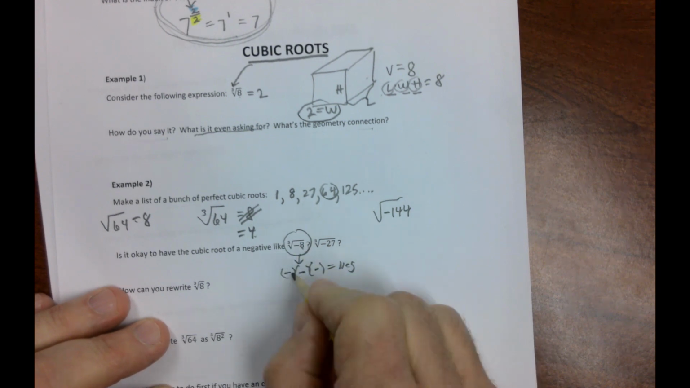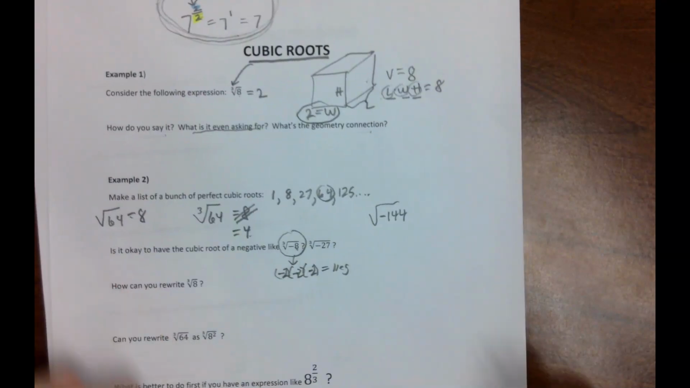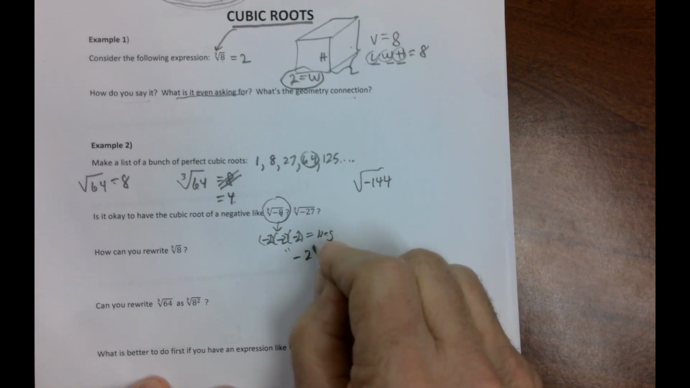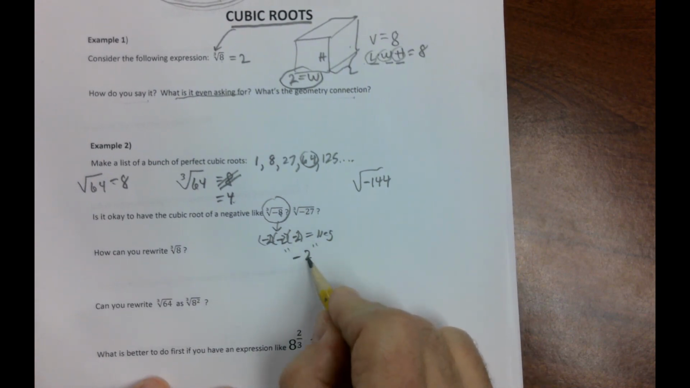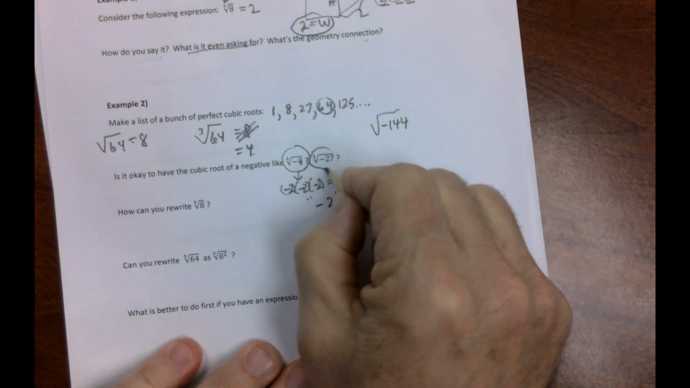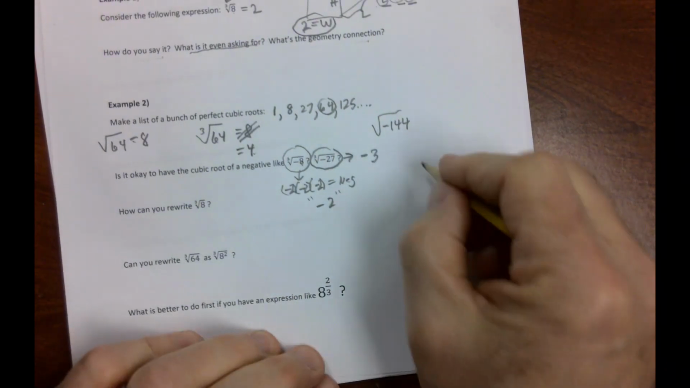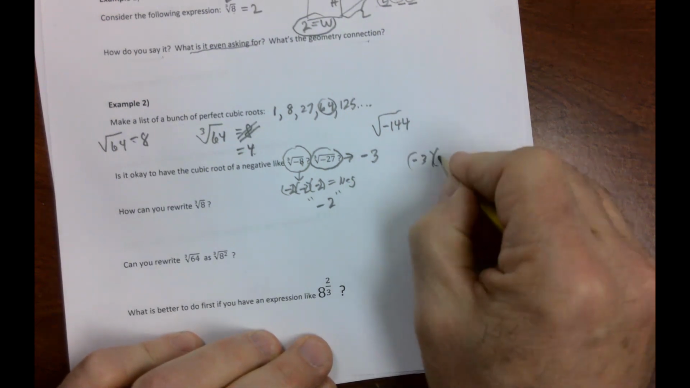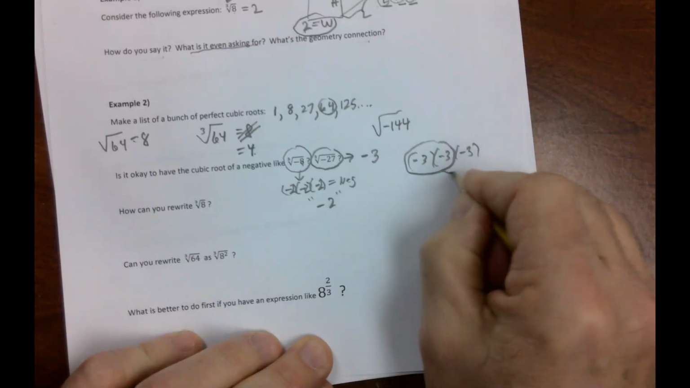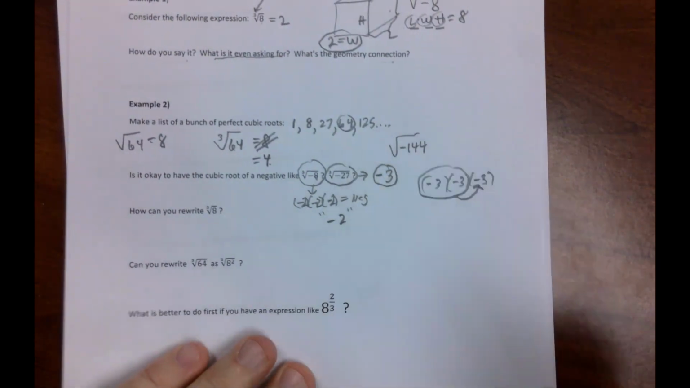So what am I going to put in here as a number? 2, 2, 2. So what's my answer to this? Negative 2, because negative 2 times itself 3 times is negative 8. So what's the cubic root of negative 27? Well, that'd be negative 3. And if you want to check it, negative 3, negative 3, negative 3, that's 9. 9 times negative 3 is negative 27. So that means this must be my correct answer.